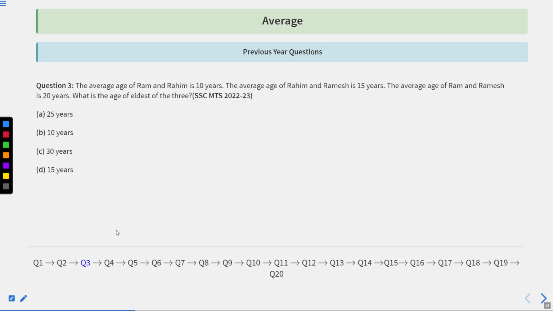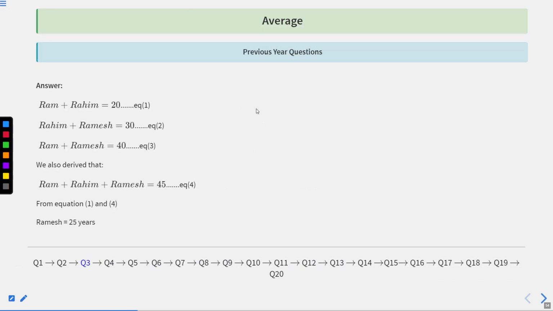Moving on to problem number 3. The average age of Ram and Rahim is 10 years. The average age of Rahim and Ramesh is 15 years. The average age of Ram and Ramesh is 20 years. Then what is the age of the eldest of the 3? So the average ages of each pair are known to us, and we are interested in finding who is the eldest out of these three people.